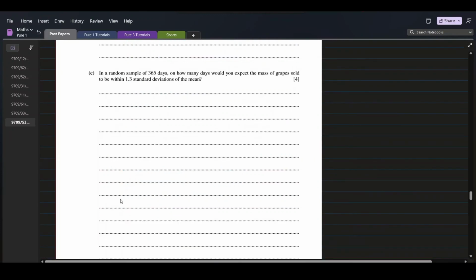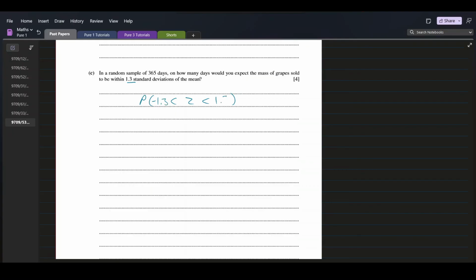Part C. In a random sample of 365 days, on how many days would you expect the mass of grapes sold to be within 1.3 standard deviations of the mean? Okay, so if this is within 1.3 standard deviations of the mean, this means that we have negative 1.3 and 1.3. And so from here, if we were to sketch our bell curve, what we're looking at is negative 1.3 and 1.3 over here. And we should have our 0 somewhere there. So that will be 2 phi of 1.3 minus 1 to get that area.